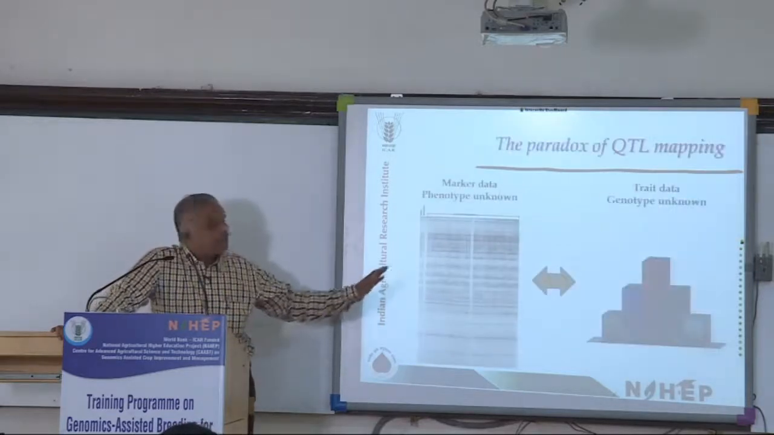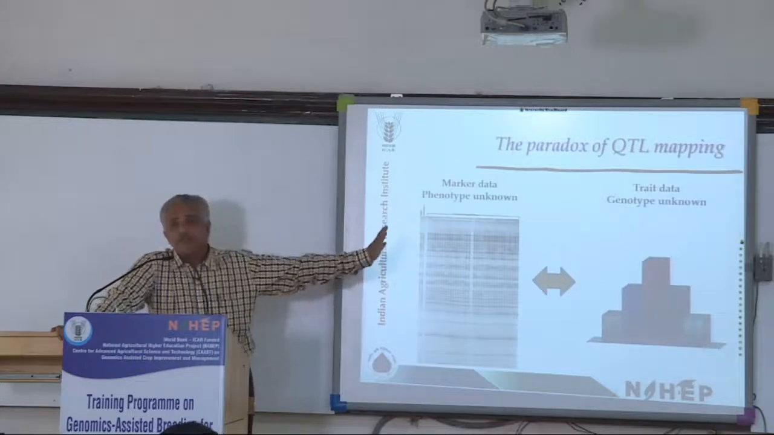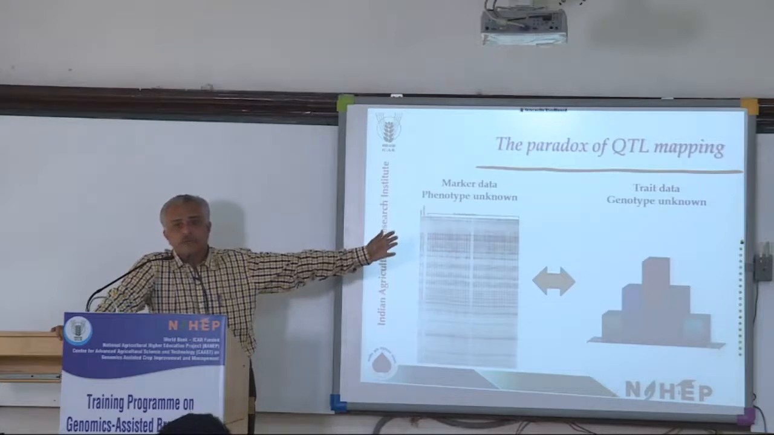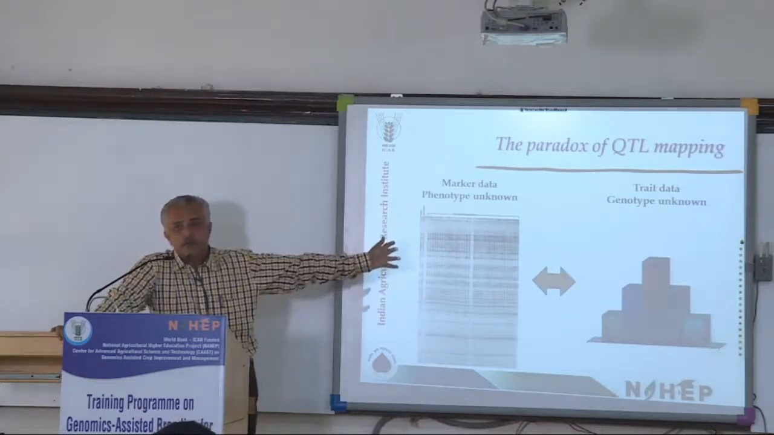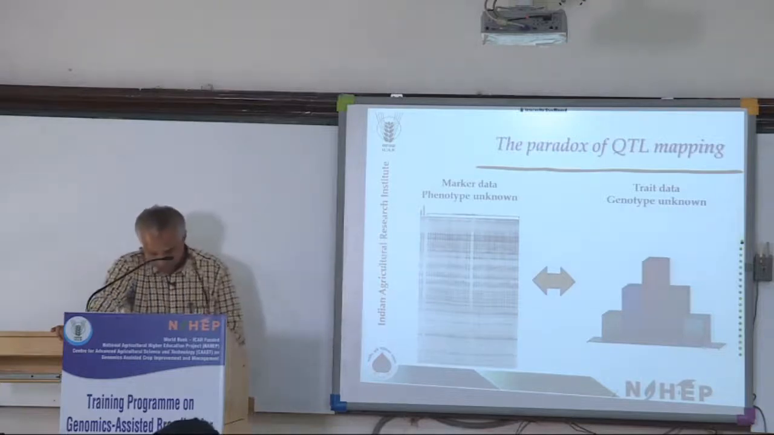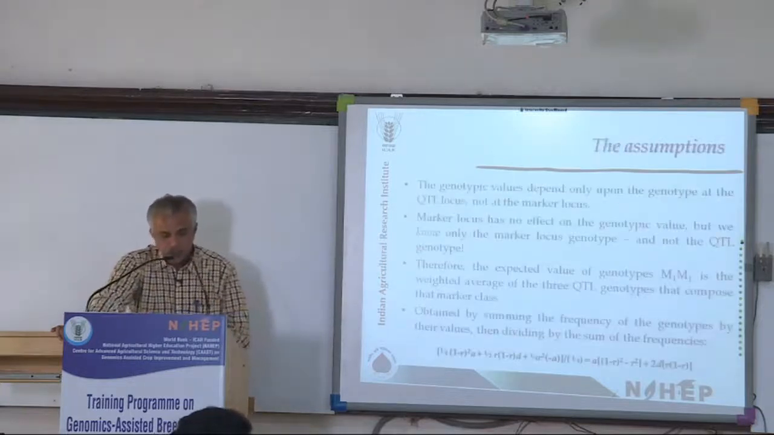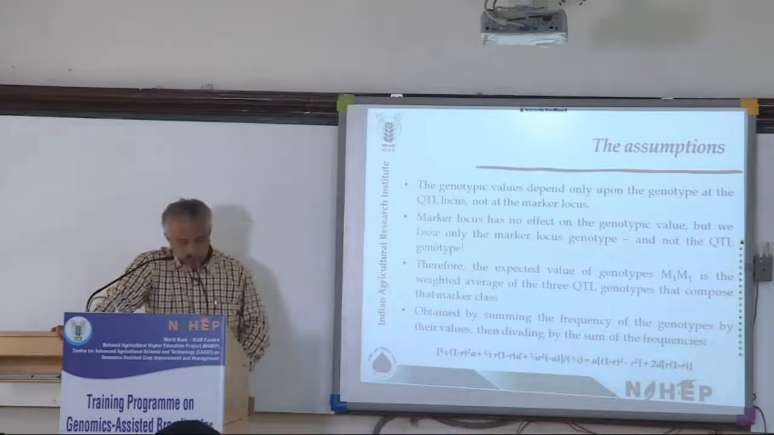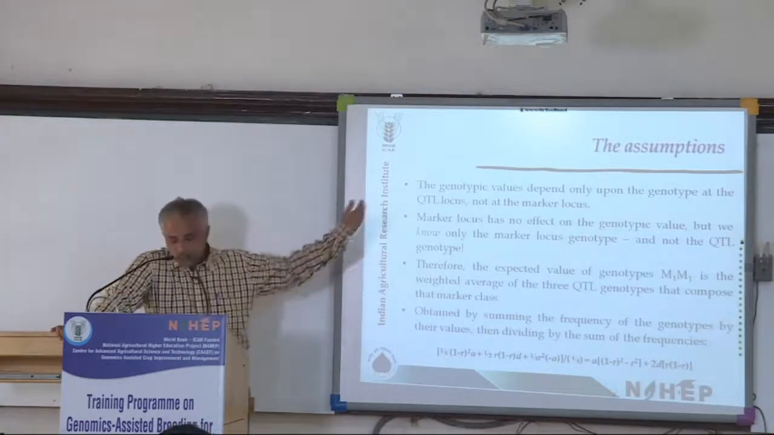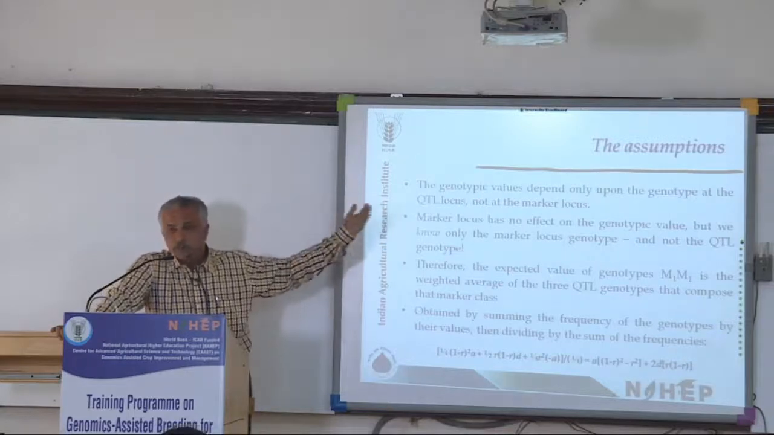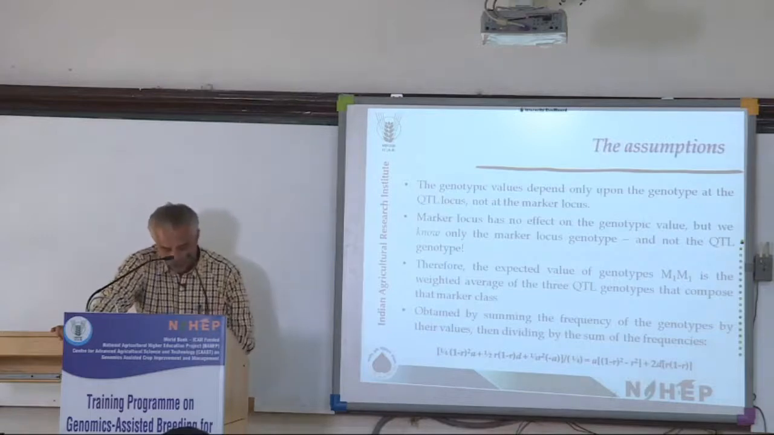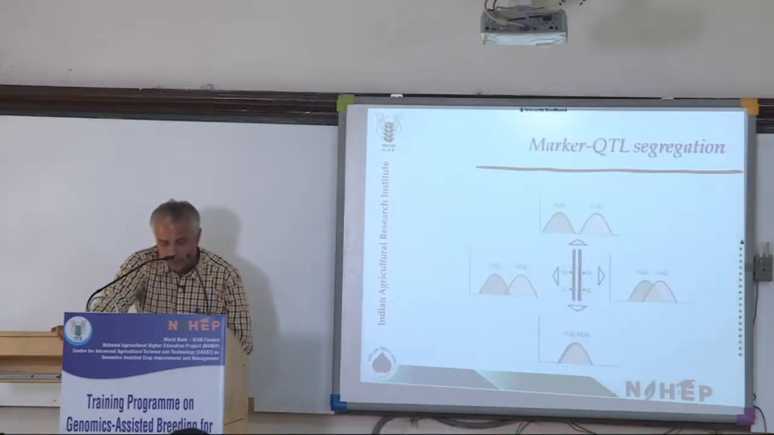Now, as I said, this is the paradox. We know the genotype of the markers, and we don't know the genotype of the phenotype, or the trait. Then you have to combine them. These are the assumptions. As I said already, the genotypic values depend upon the genotype at the QTL locus or the marker. This is exactly how we are describing the paradox. Leave this, I will go ahead.